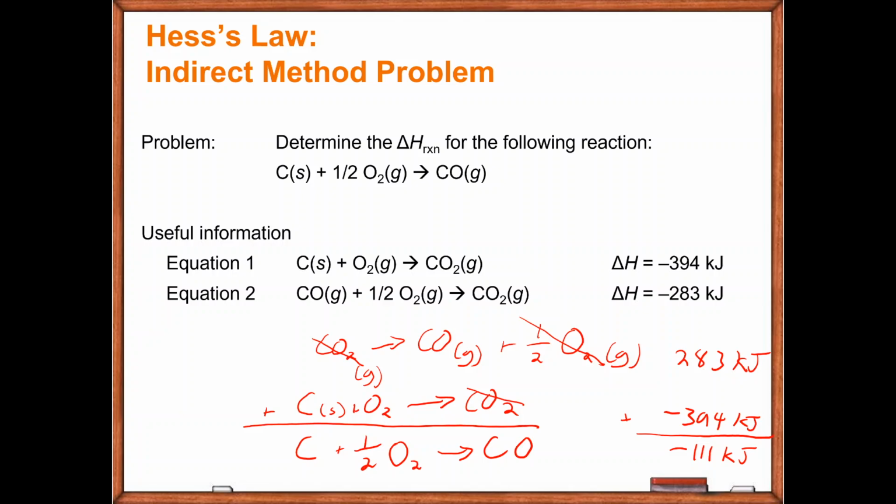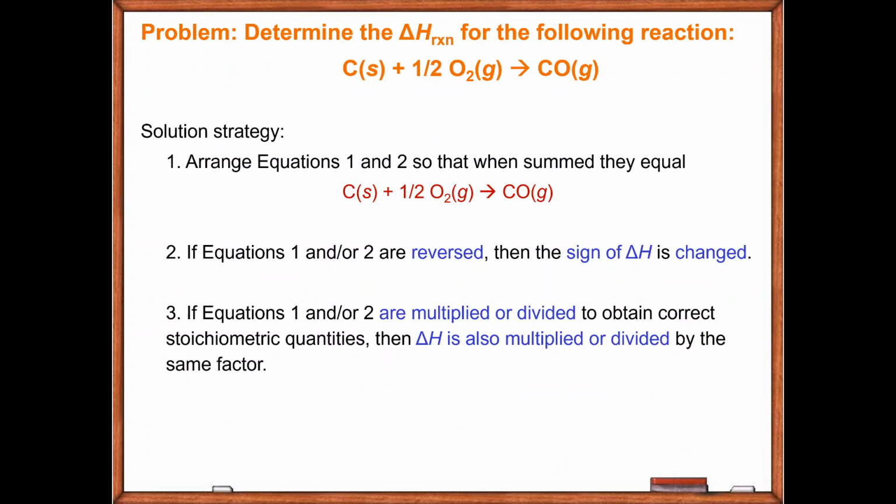So I won't make them any tougher than just having maybe to flip a reaction or two. But there are lots and lots more rules that you'll learn later on in Chem 2. Okay, so let's double check that we were right. I've written all this out for you. If a reaction is reversed, change the sign of delta H. And if equations 1 and 2 are multiplied or divided to obtain correct quantities, then delta H is also multiplied or divided. So make sure you know these two rules. If we reverse it, change the sign. If you have to multiply or divide by a number, the delta H also gets multiplied or divided by that number. Just make sure you know those rules.